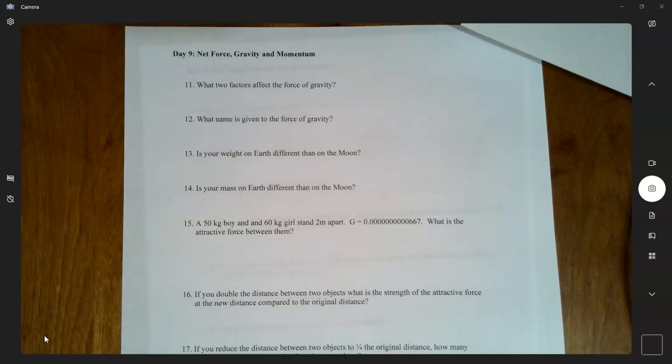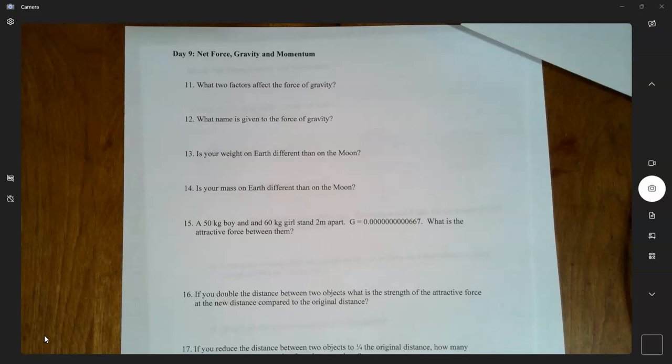What two factors affect the force of gravity? So it's the mass of the objects. Greater mass will be greater gravity, and the distance between them. Greater distance will be less gravity. Okay, you feel the Earth pulling you down. You feel the gravity of the Earth. But if you were 1 billion miles away from the Earth out in space, you would not feel the gravity of the Earth because of the greater distance.